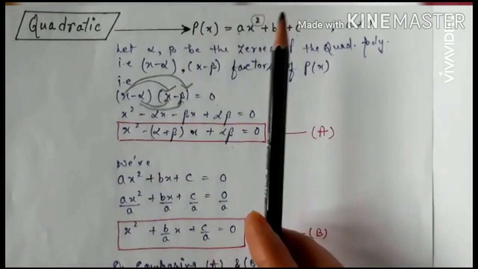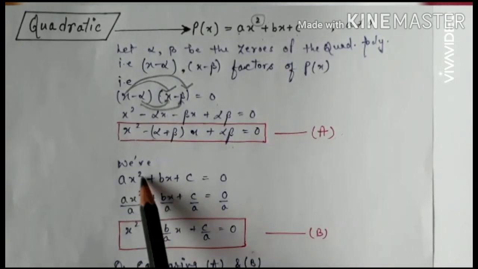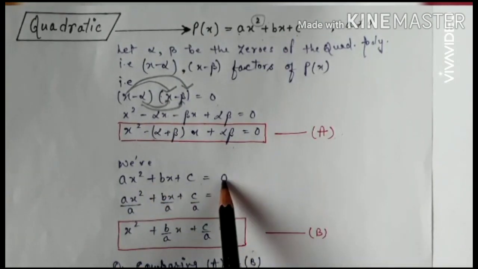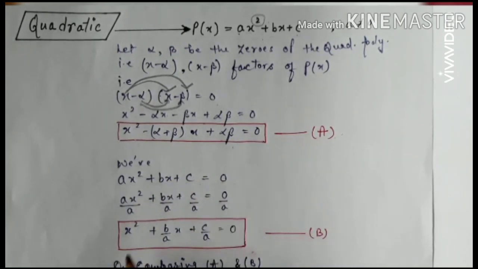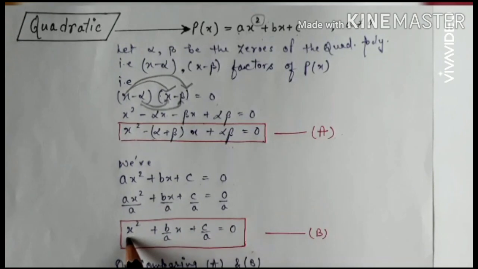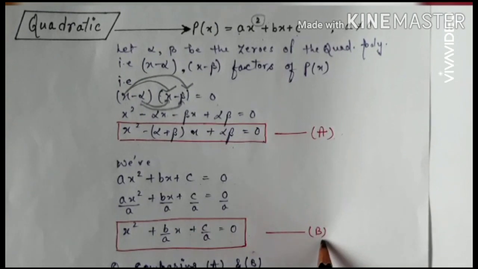Now coming to the quadratic polynomial, it is ax square plus bx plus c equal to 0. We divide the whole equation by a. The a and a get cancelled, so it becomes x square plus b upon a x plus c upon a equal to 0. We consider it as equation B.